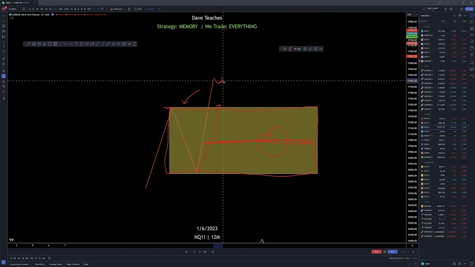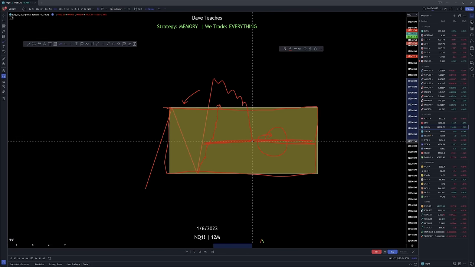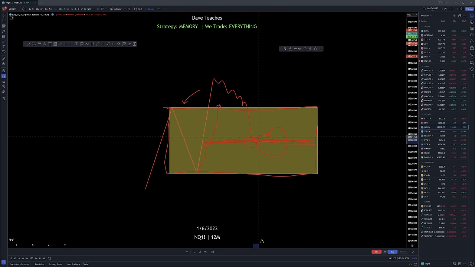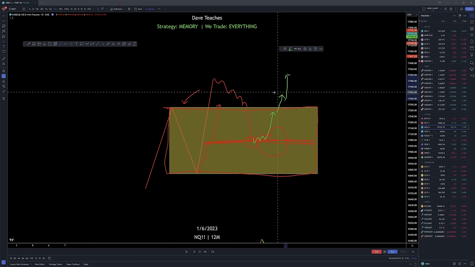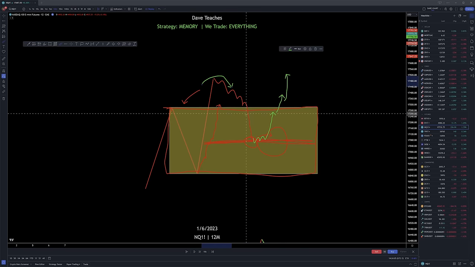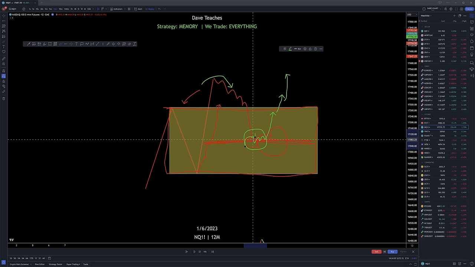We're expecting this to drop into that 50%. And we're expecting price to what? Now trade out of it. And the first target is the high that put in this low.